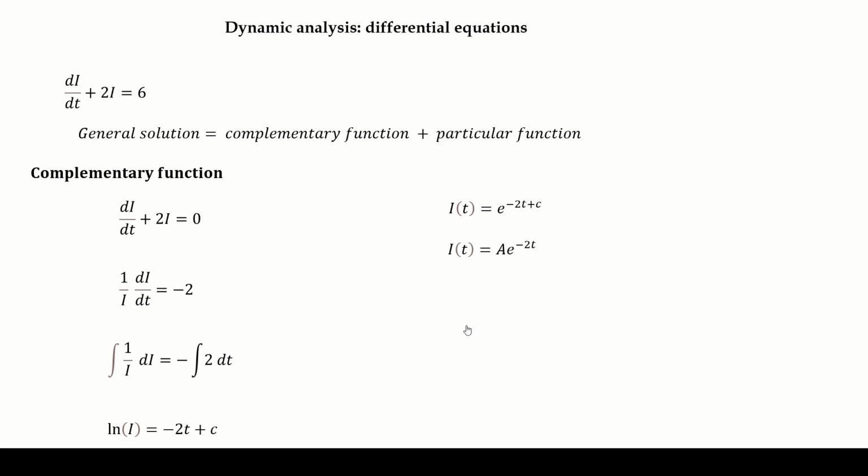Log and e would be cancelled out, and finally we will reach this solution where we are saying that e raised to the power c is equal to a, because e raised to the power c would be just a constant, so we're just assuming it equals a.